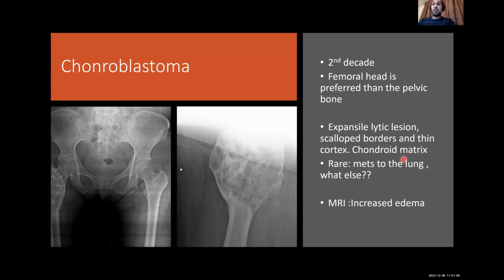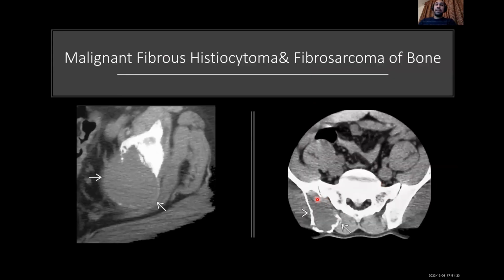Here there are mets. It can send mets to the lung, but this doesn't mean that it's malignant, because giant cell tumor can also send mets to the lung. Even endometriosis can send some things to the lung, a catamenial pneumothorax, I think. So we have lytic lesions here.